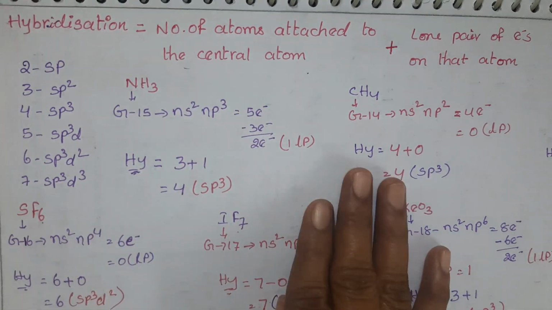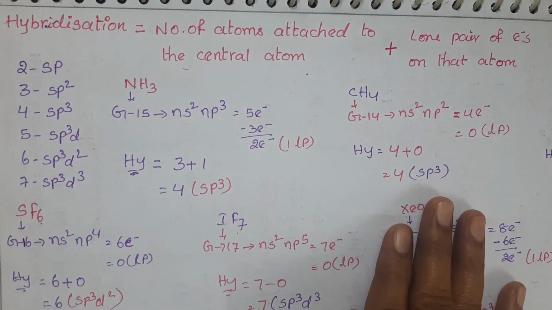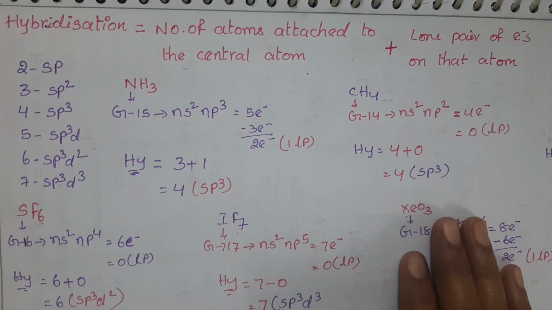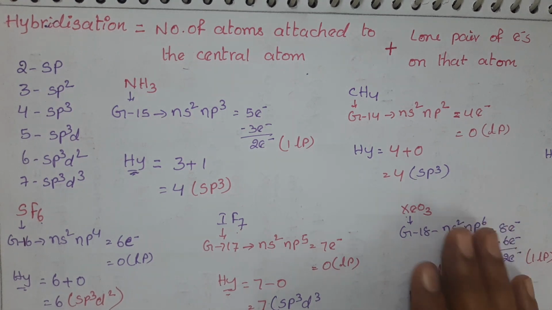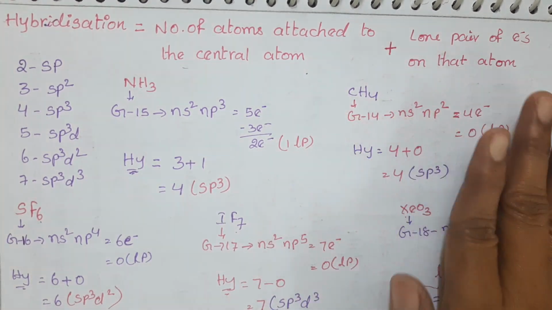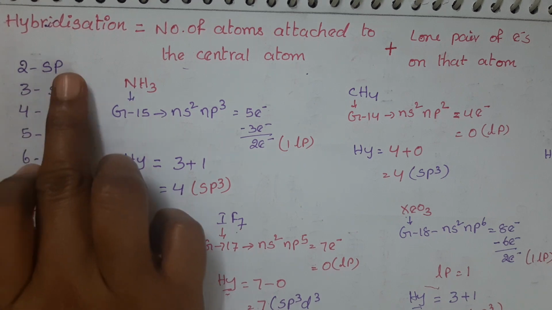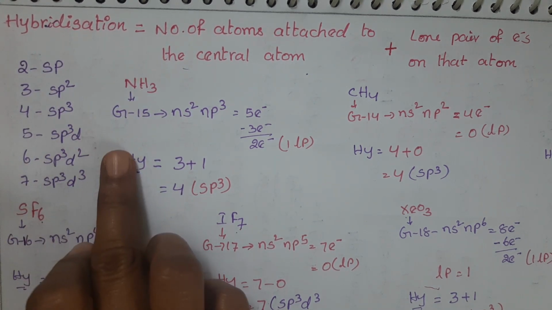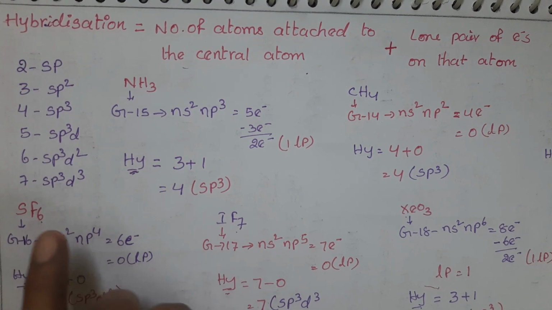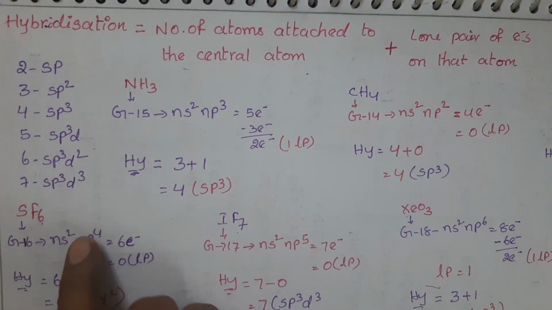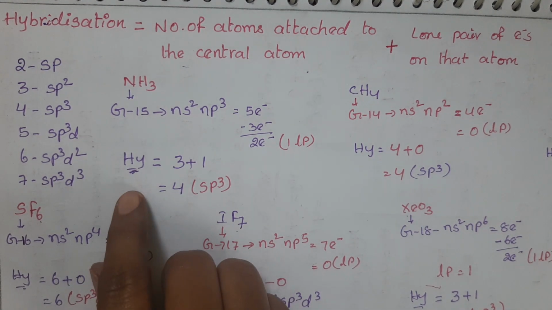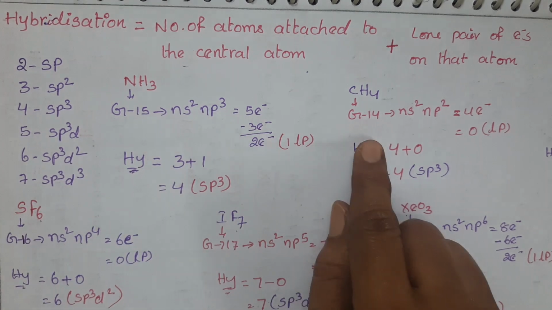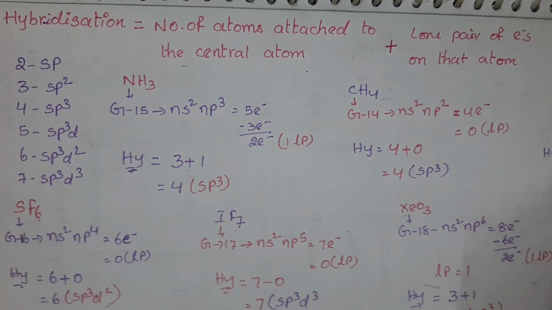Without knowing any atomic number or the complete electronic configuration of an element, we can calculate it by using this trick. If the answer is 2, it means sp; 3 means sp2; 4 means sp3; 5 means sp3d; 6 means sp3d2; and 7 means sp3d3 hybridization. Suppose I take the examples NH3, CH4 and BeCl2 as simple molecules.